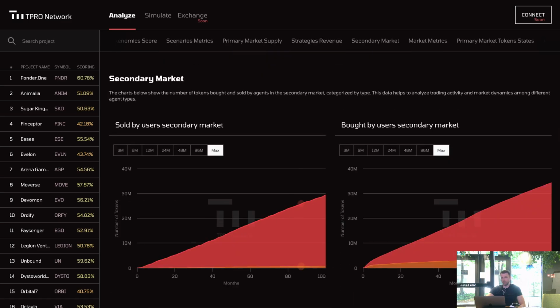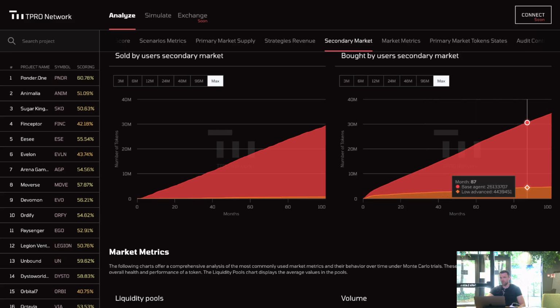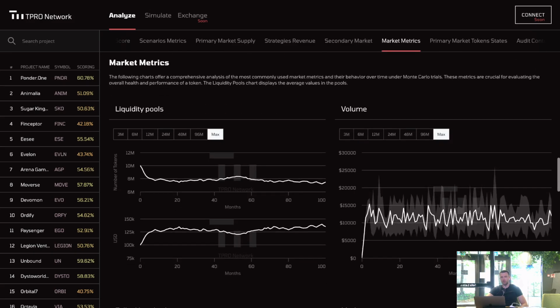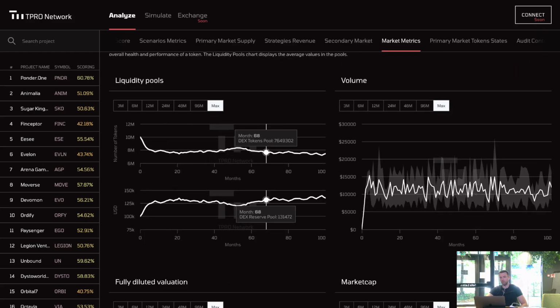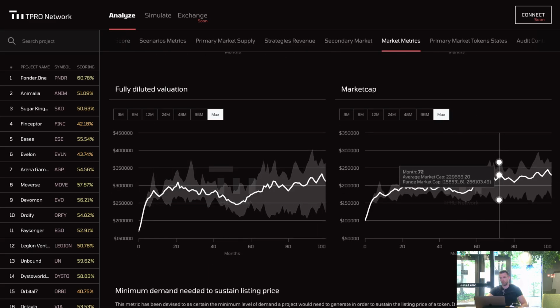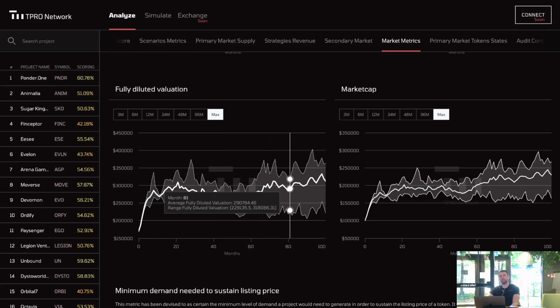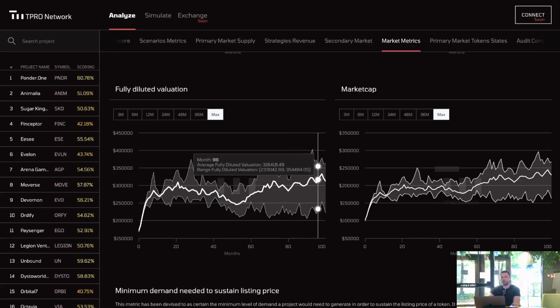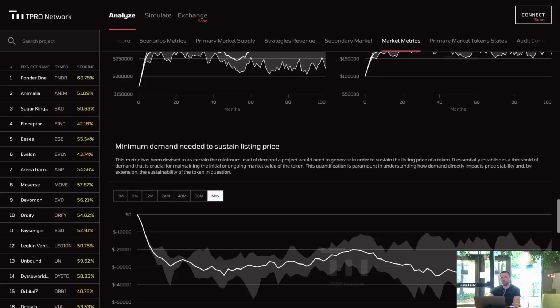Then again, charts for the secondary markets. Okay, how these agents, as you can see, the base agent and low advanced agents, how they behaved. So you can have this visual representation of what you basically described in the form. Then all of the market metrics regarding the behavior of the liquidity pool and the volume, fully diluted valuation. As you can see, there are ranges here, right? The white line is basically the average from all of the Monte Carlo runs that we have, but there are some ranges. So this is your probability distribution that I was talking about.